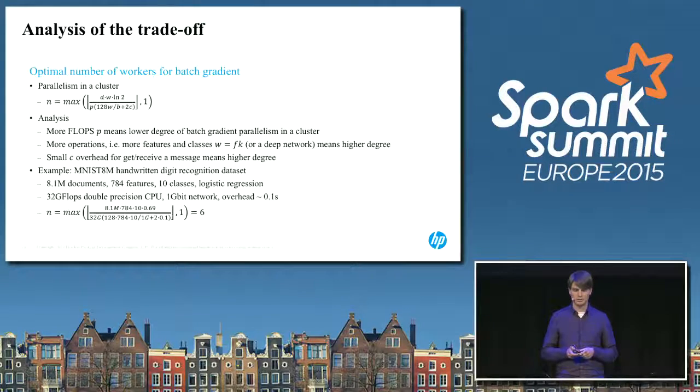So let's try to compute something with this formula. Assume we have a data set of 8 million data points with 784 features, 10 classes, and we train a logistic regression classifier. Our CPU is 32 gigaflops on each node, and we have a 1 gigabit network. And there is an overhead of 0.1 second. After putting those parameters into the formula, we get 6 workers. I think this is good, so that means that we can parallelize our training and we can benefit from using a cluster.